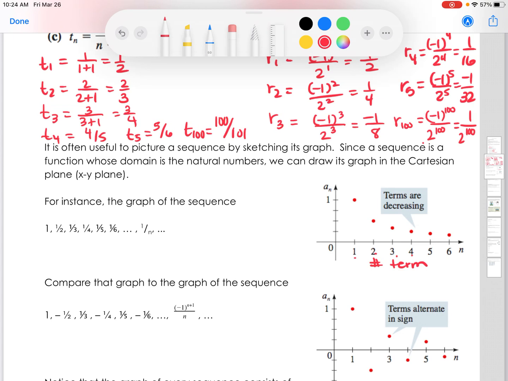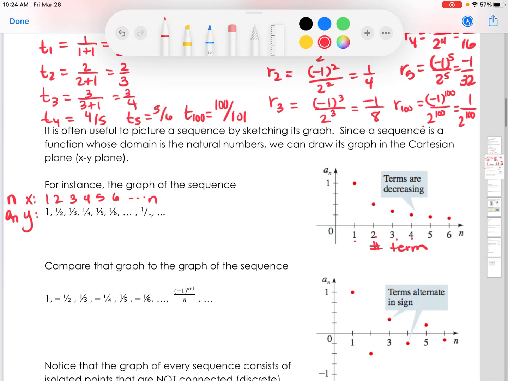All right, so for example, we see this graph here. Really think of this as my x being 1, 2, 3, 4, 5, 6, and so on. And my y is really the value here. Okay, so this is really my n and my a sub n. All right, so we see that these terms are decreasing, which makes sense. 1, 1/2, 1/3, 1/4, 1/5, and so on.